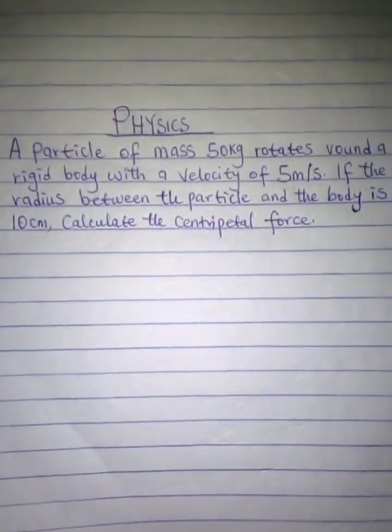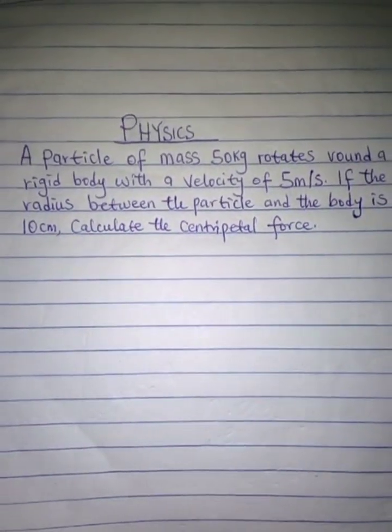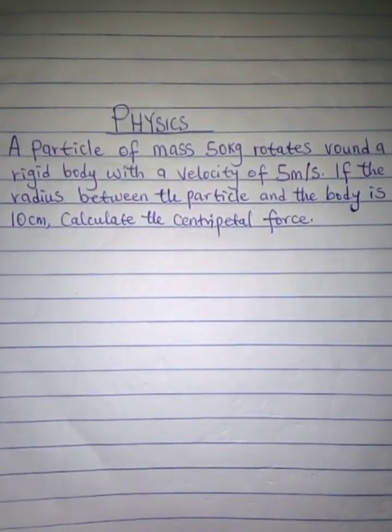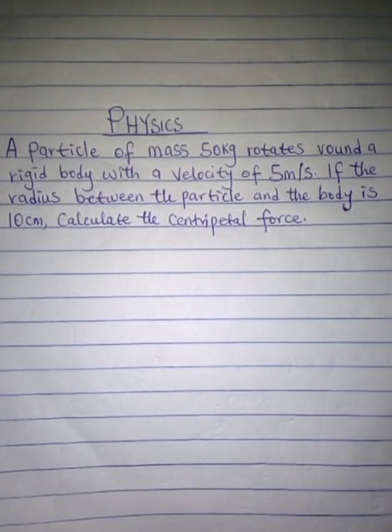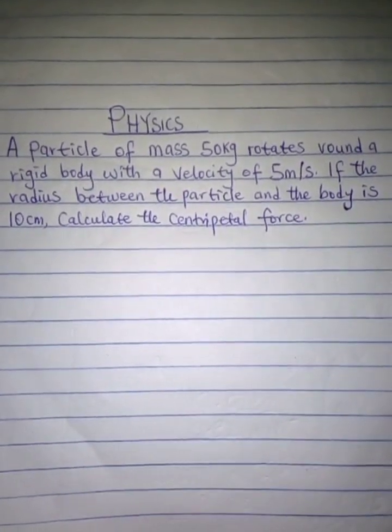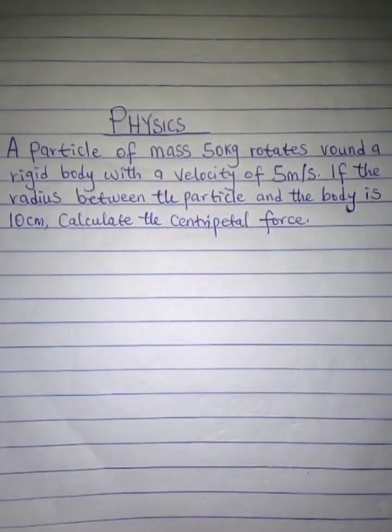Alright, today we have a physics question, and the question says: a particle of mass 50 kg rotates around a rigid body with a velocity of 5 meters per second. If the radius between the particle and the body is 10 centimeters, calculate the centripetal force.